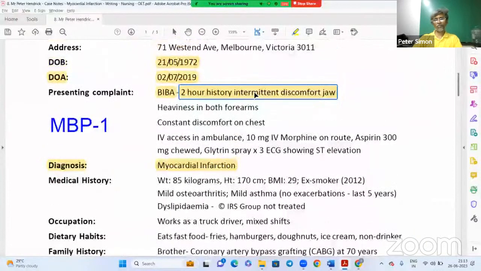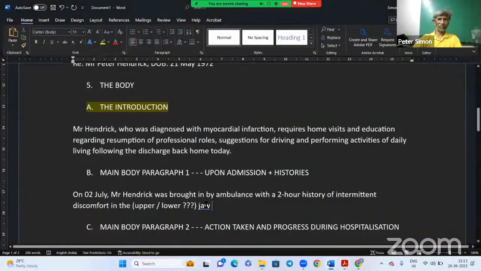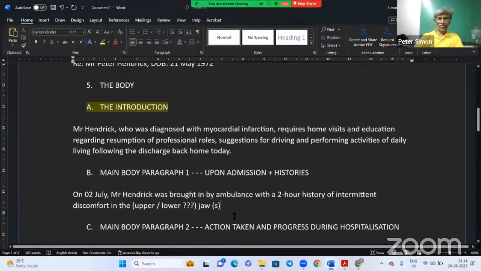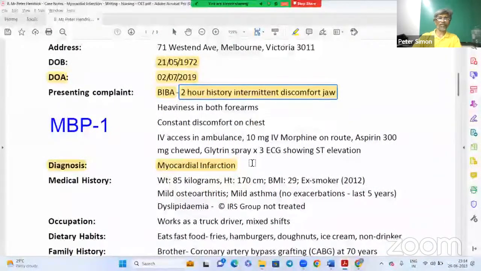Two-hour history, intermittent discomfort in the jaws. Maybe otherwise you can write in the jaws, plural. Is it singular or plural? Singular means upper jaw or lower jaw. Otherwise it can be plural also. So if nothing is given, it should be very clear. If it is jaw, it should be upper or lower, or if it is jaws, no need of upper or lower, we can say both the jaws. So that's a question mark here, singular or plural. That's not very clear. Official letters will mostly be very clear.